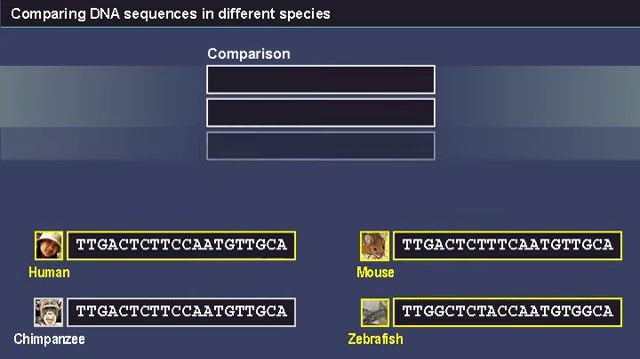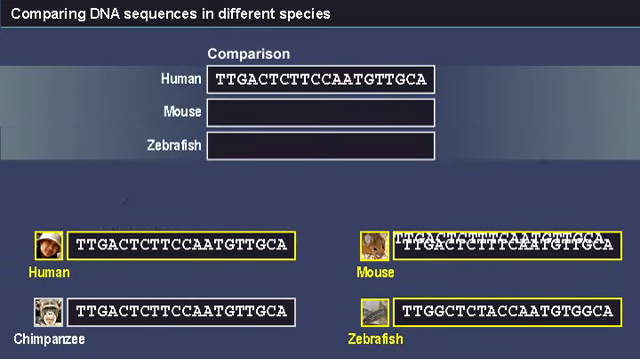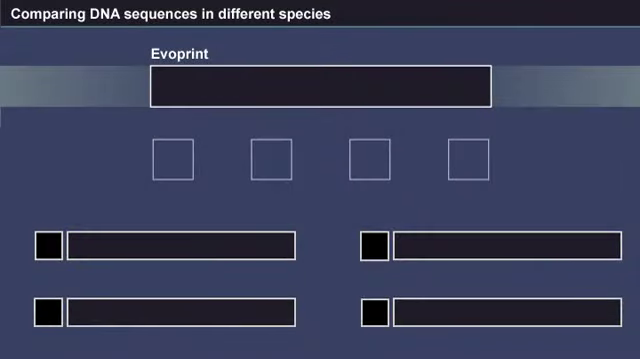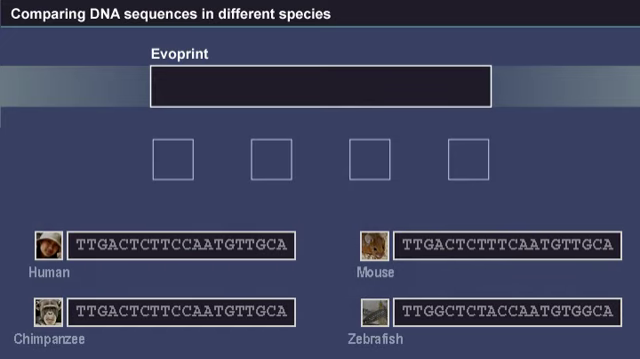We can also compare 3 genes to each other. Let's explore a comparison of the human gene, the mouse gene, and the fish gene. This can start to get difficult to decipher as we add more and more species to our comparisons. Another way we can show the same information is with a diagram called an EvoPrint. To make an EvoPrint, we pick one organism to be the reference sequence.